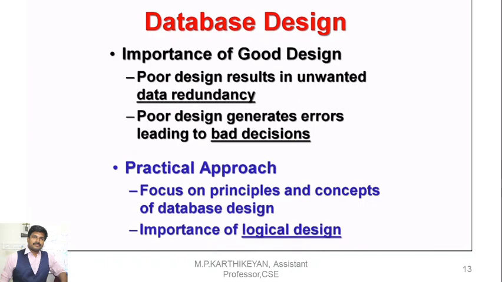So anybody can design a database, but what are the qualities which have to be given for a perfectly designed database? Okay, so a good design should have these qualities. The first one is that data redundancy should not be there. Data redundancy is just multiple data, repetition of data. These are called data redundancies.